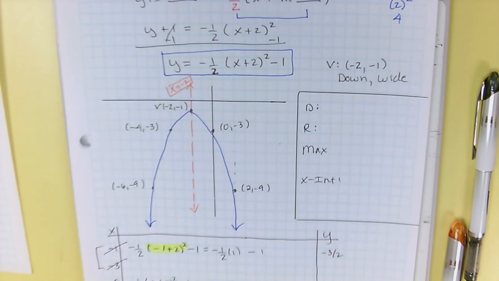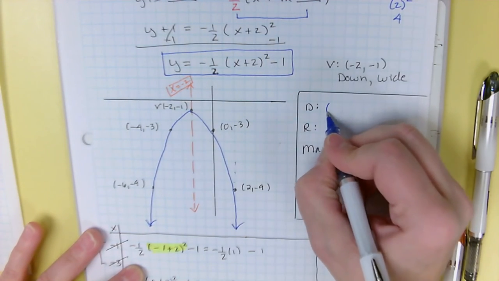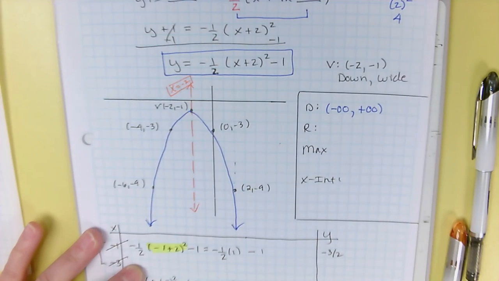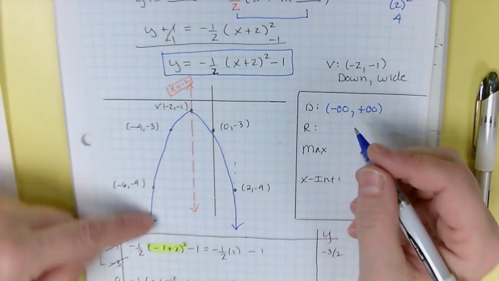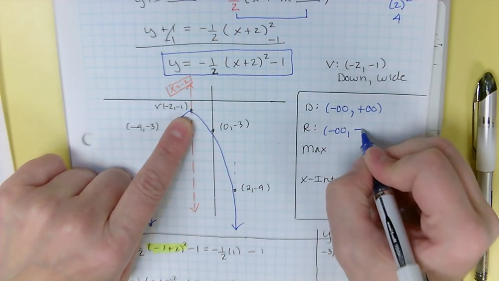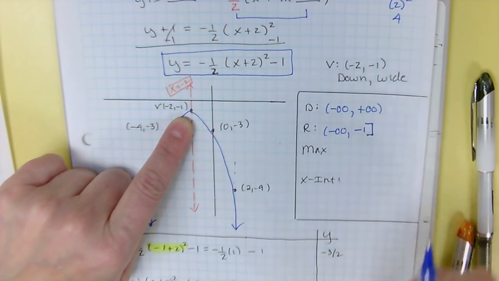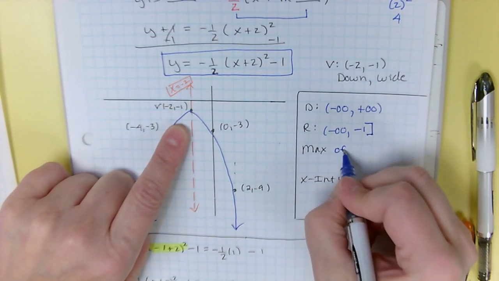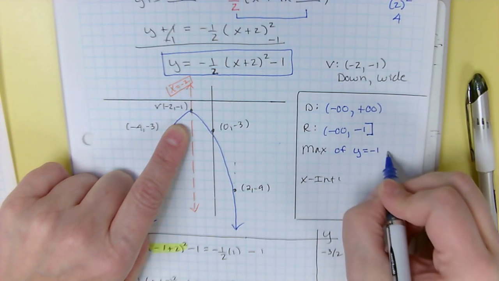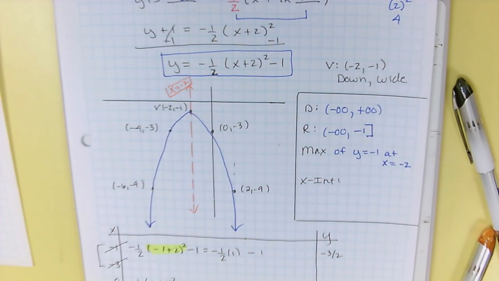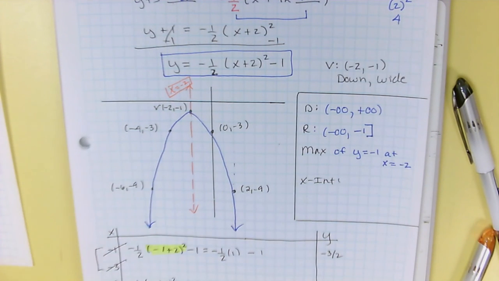All right, so let's really quick do the laundry list. Your domain, infinitely left, so -infinity, infinitely right to +infinity. My range goes infinitely from the bottom, and the maximum y value is -1. It gets a bracket because that's on the graph. This is going to be a maximum, so I have a maximum of y equals -1 at x equals -2. If it's opening upward, it will be a minimum, but this one's opening down, so it's a maximum.